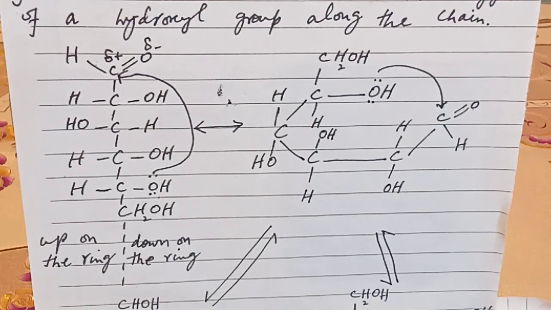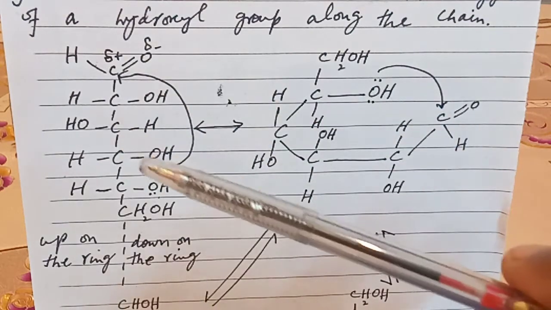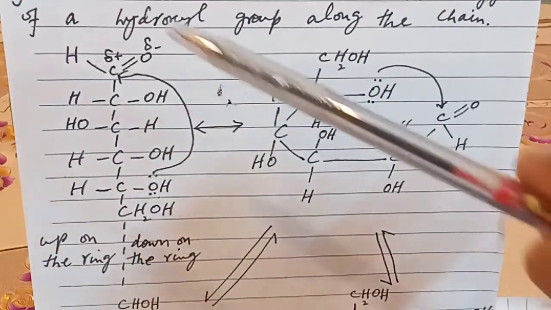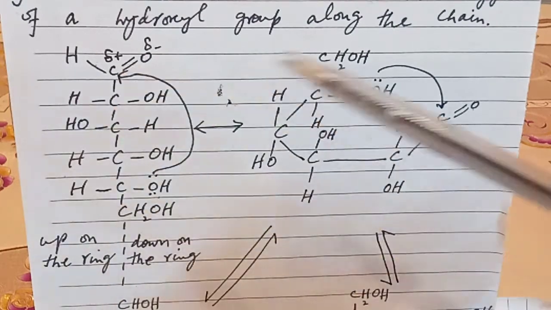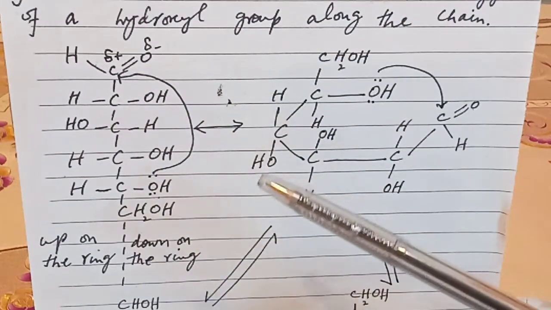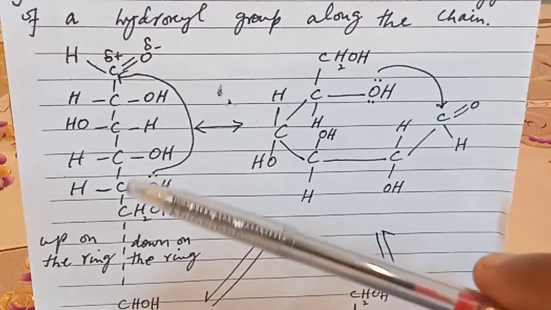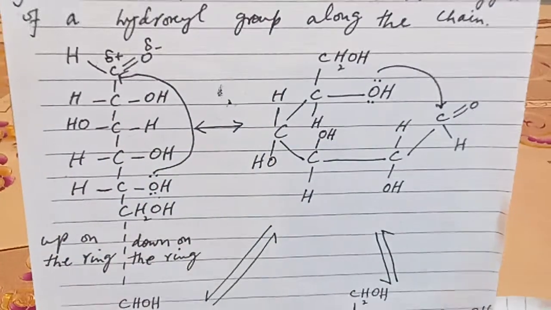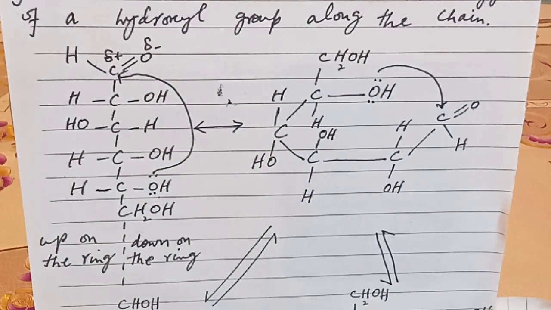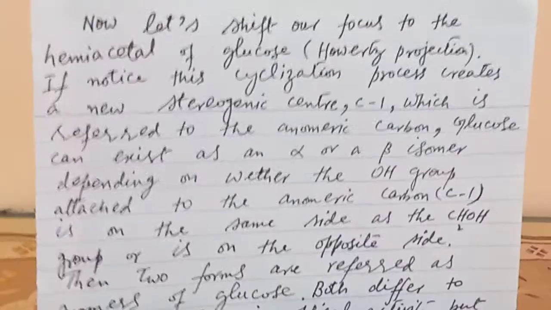So here this is the concept, okay, why the carbon 4 hydroxyl group will not attack carbon number 1 in the formation of the pyranose ring structure, while the carbon 5 hydroxyl group will attack the carbonyl group. So this is the one important reason here.